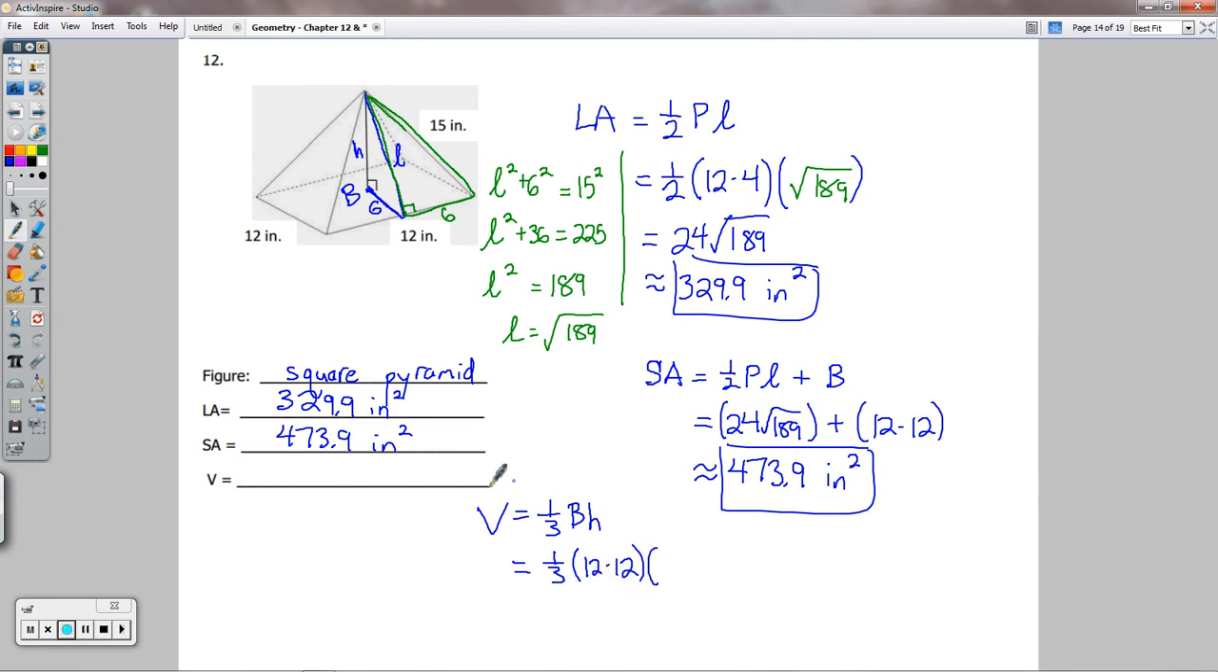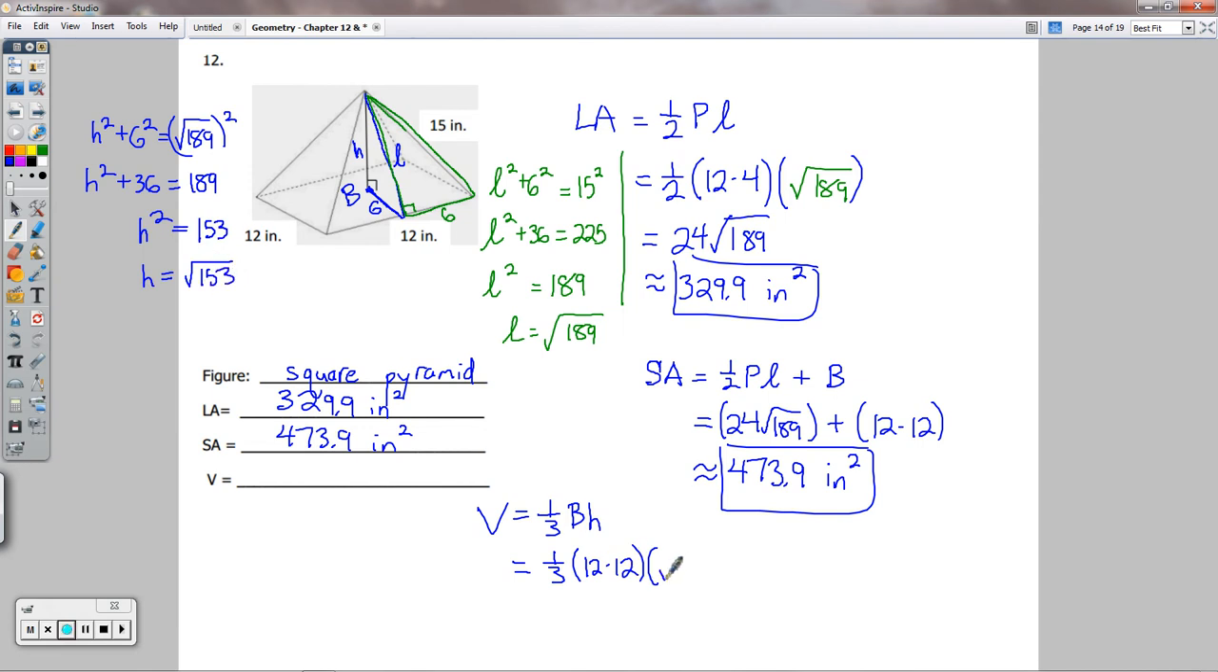And the height of this, well, we have to calculate that here. So in this blue triangle, we would have h squared plus 6 squared would equal L. L was the square root of 189, so the square root of 189 squared. That'd be h squared plus 6 squared, or 36, I should say, is 189. You do 189 minus 36, you've got h squared, and that's going to be 153. So h is the square root of 153.